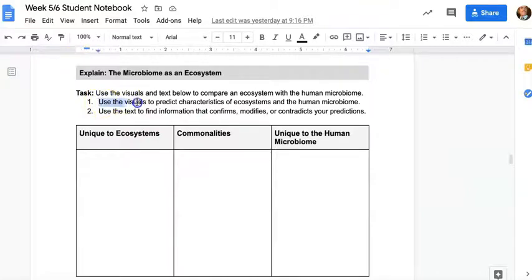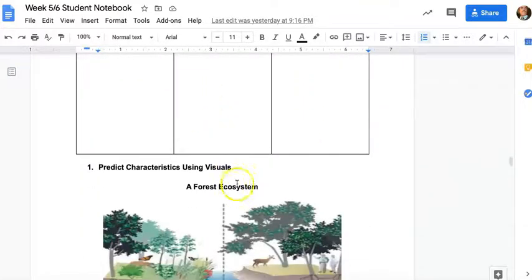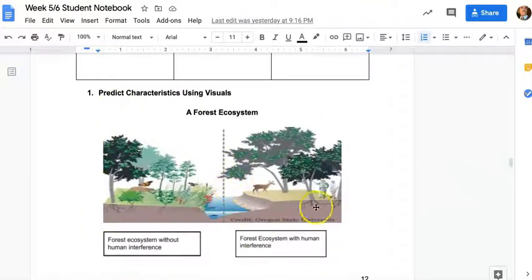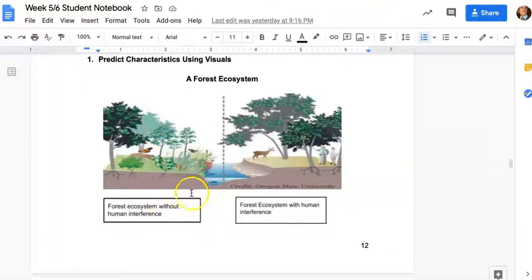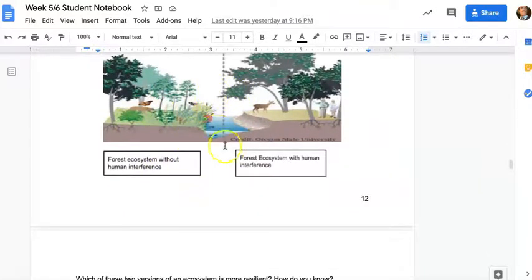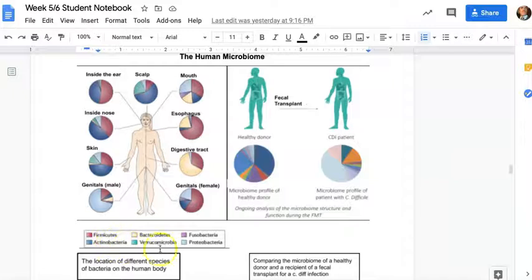Okay. So it says use the visual to predict characteristics of each, the ecosystem and the microbiome. So here's our visuals. We have a forest ecosystem, and this is what is behind Park High School. This is trees and animals and plants and dirt. So you're going to talk about what you know about that versus the human microbiome. So we have all the different parts of the body, and then these are all names of bacteria that live on your skin or inside of your body.